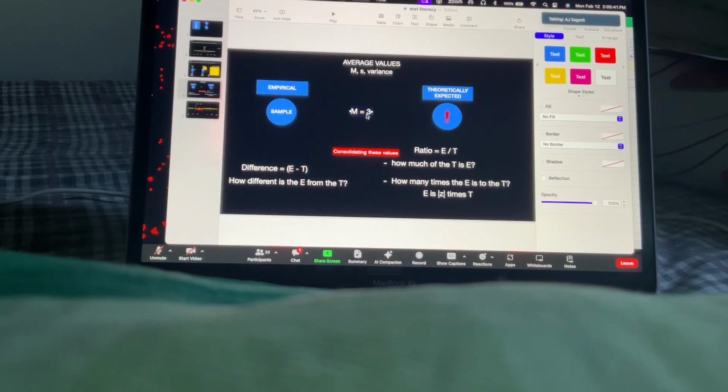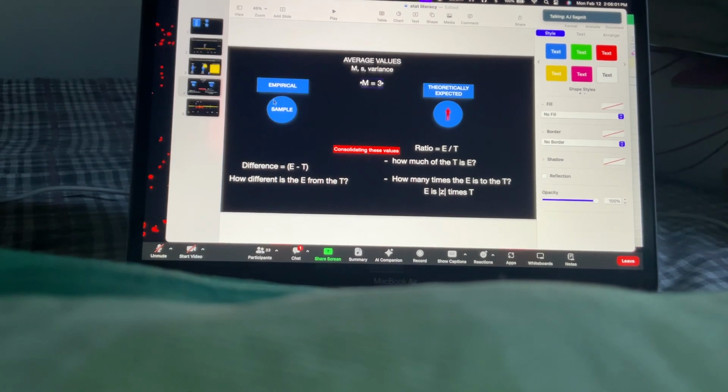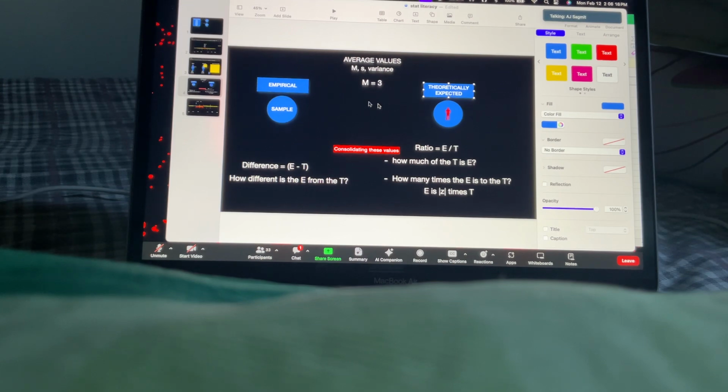Okay. Now, use the mean to describe Mike as a DLSU site major. So it becomes theoretically expected. So you say the theoretically expected score for Mike as a DLSU site major is equal to 3. So notice the mean is being interpreted in two ways depending on what you are describing. Are you describing a sample? Then it's empirical. Are you describing a person as a member of that sample? Then it becomes a theoretically expected value.